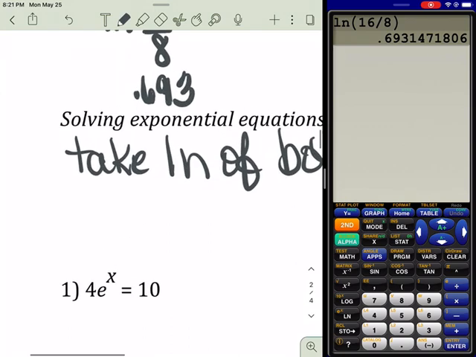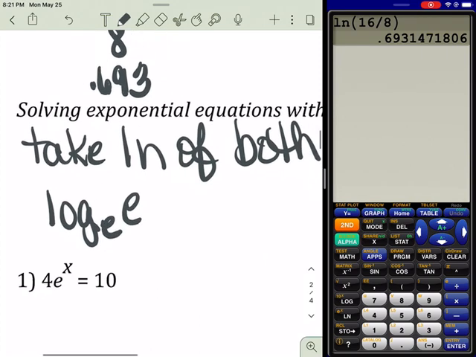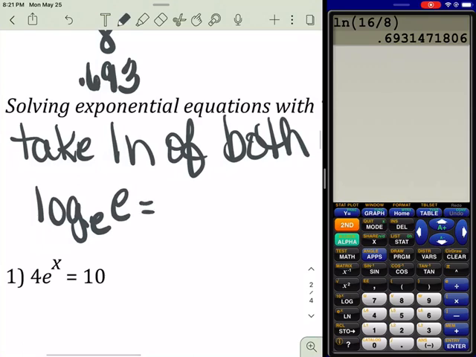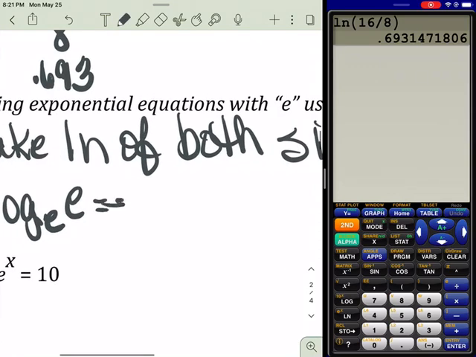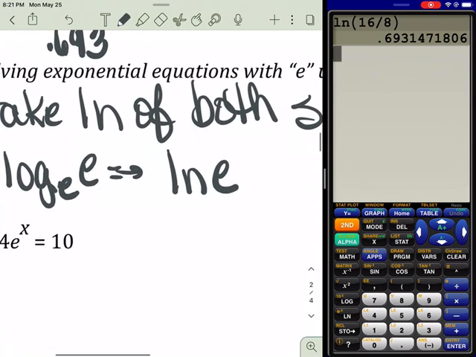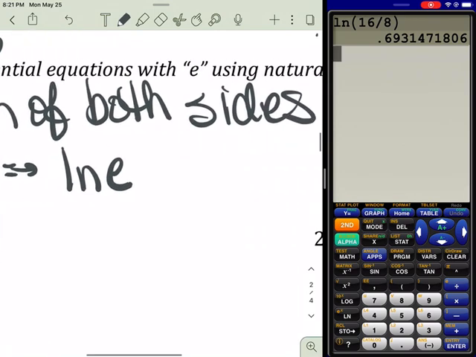If I said, log base e of e is equal to something, that's the same thing as saying ln of e. Well, think about it. e to what power gives you e?